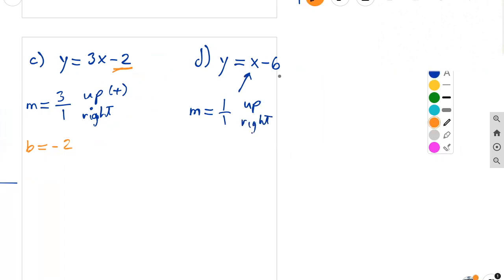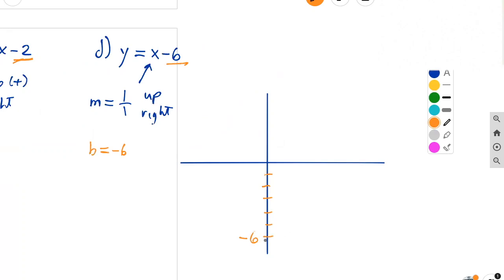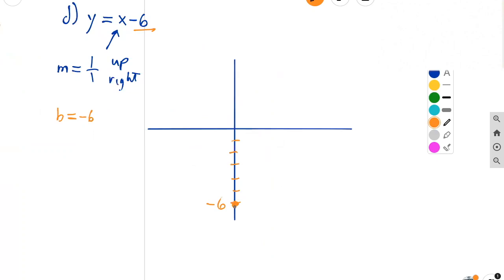My y-intercept is negative 6. So I start on the y-axis at negative 6 and then go up 1 and then 1 to the right. Negative 6. Okay. And so I start right there. Go up 1, 1 to the right. Go up 1, it takes you to negative 5, and then 1 to the right. And then draw a straight line again, and that's what you do. And there we go. So this is another straight line.